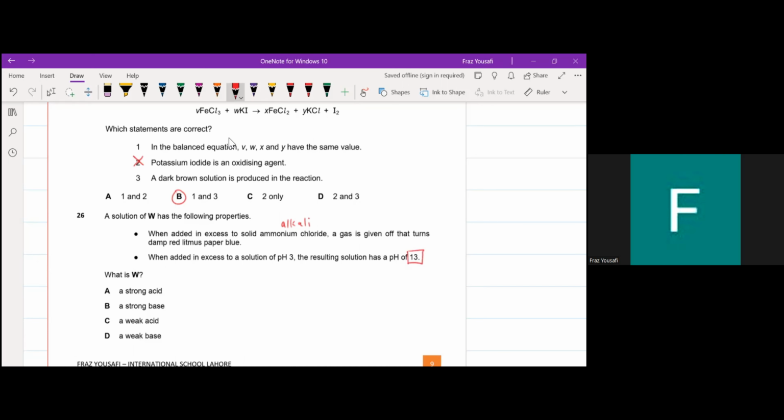13 does not imply weak alkali or weak base. It implies a strong base. Weak bases have pH values of 8 to about 10 or 11. If you get above 11, then you're looking completely at a strong base. The answer is B.